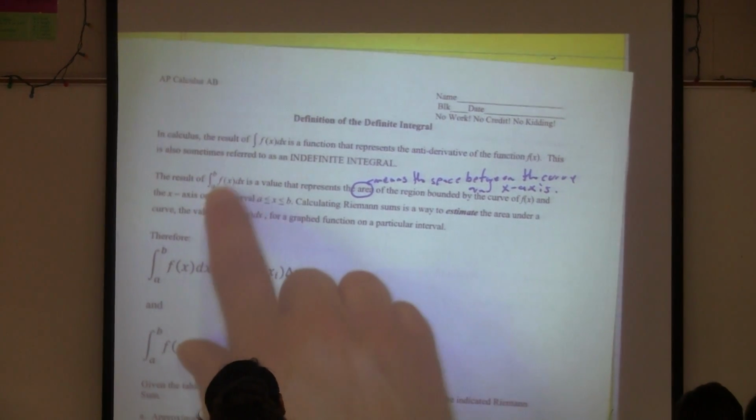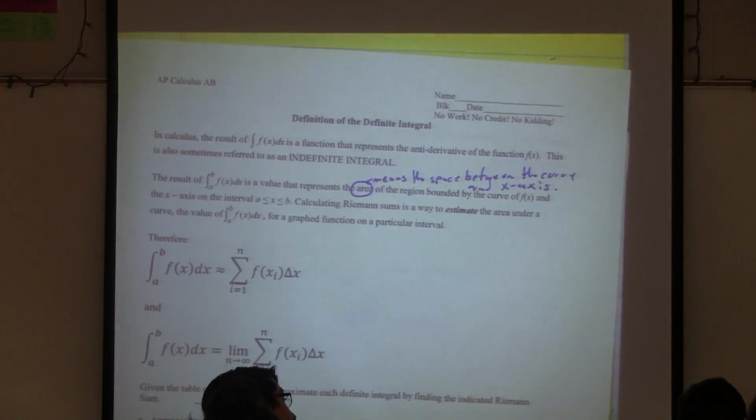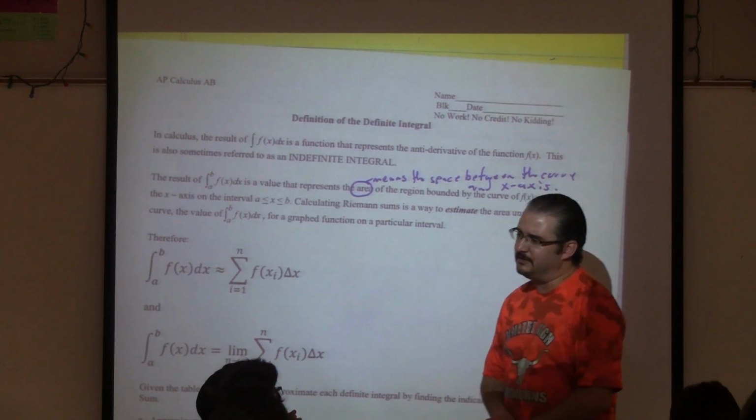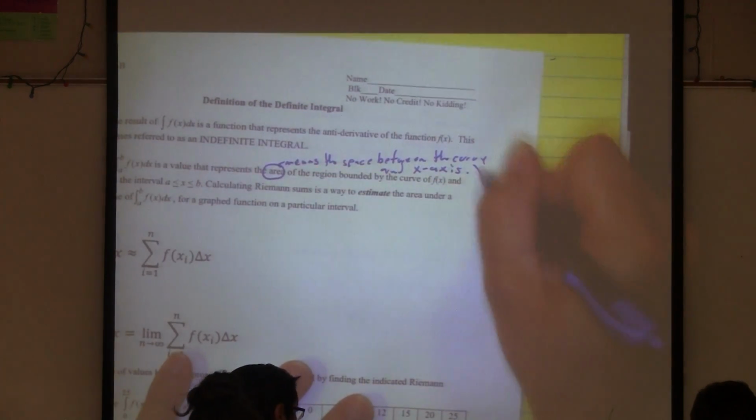So then some of you might start thinking, well, if it's supposed to represent the area, how is it that I'm getting a negative number? You understand? So we know from geometry that area should not be negative. So it is the area, but it's a little misleading the way we think of it. Yes? Sounds good? Let me show you an example.